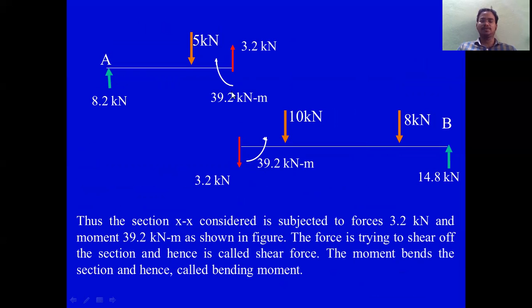So the magnitude of shear force is 3.2 kilonewton. It is restricting, so it is not getting deformed here. Thus, the section XX considered is subjected to a force of 3.2 kilonewton and a moment of 39.2 kilonewton meter, as shown in the figure. The force is trying to shear off the section and hence is called shear force. The force which is shearing a member is called a shear force.